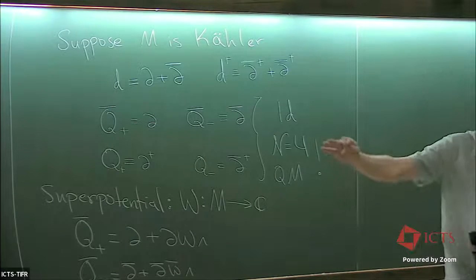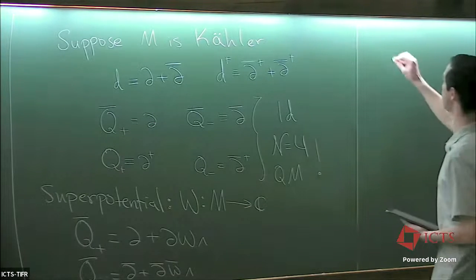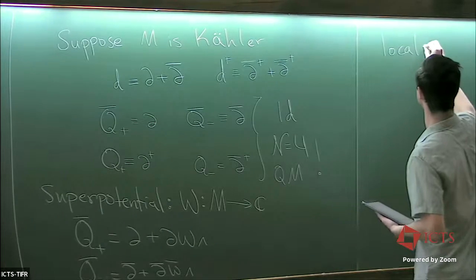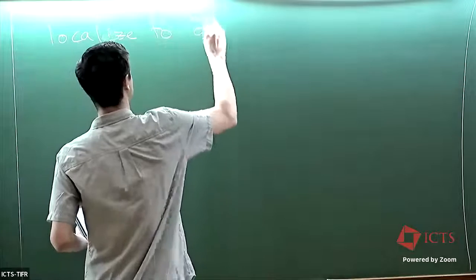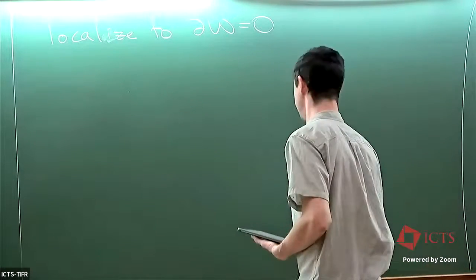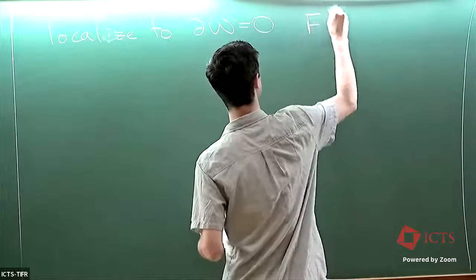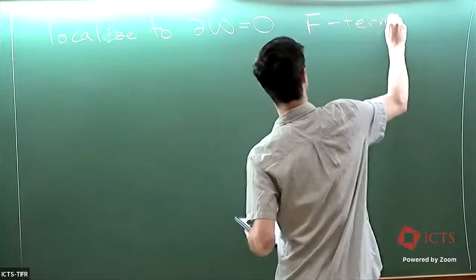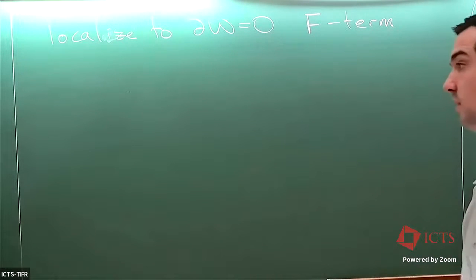So just as we saw over there, that our system sort of localized to the critical points of H, in this case our theory will localize to the critical points of W. The equations del W equals 0 are often called an F-term equation, and I'll use that language next lecture as well.